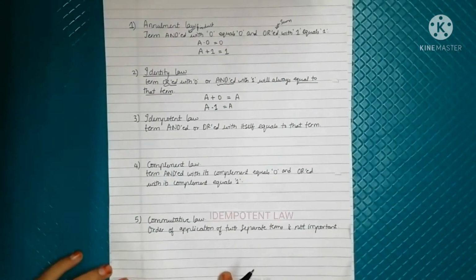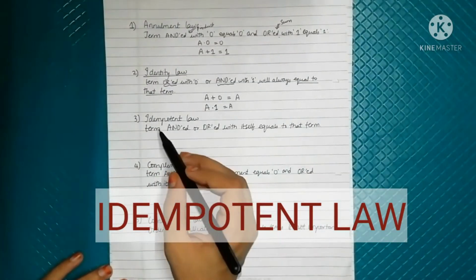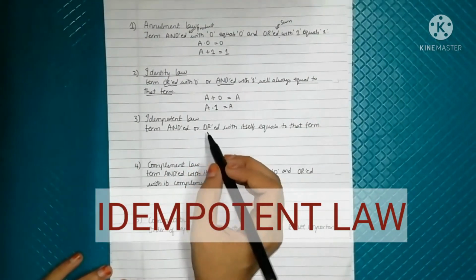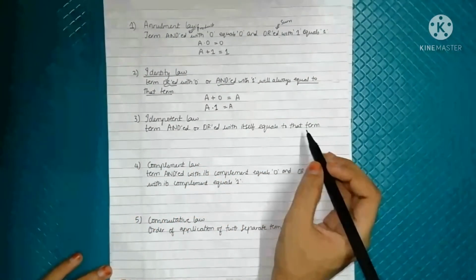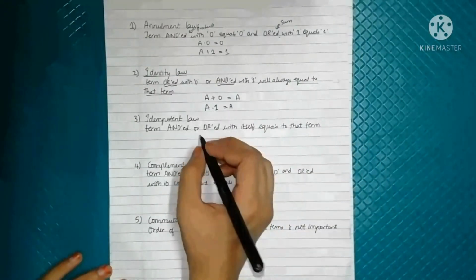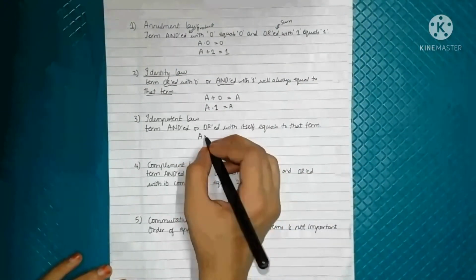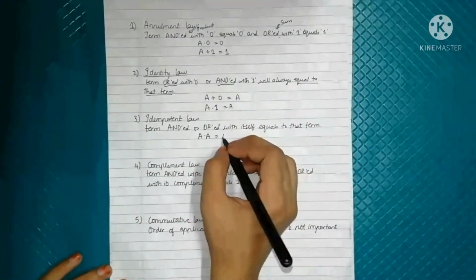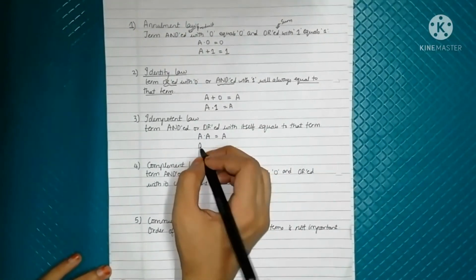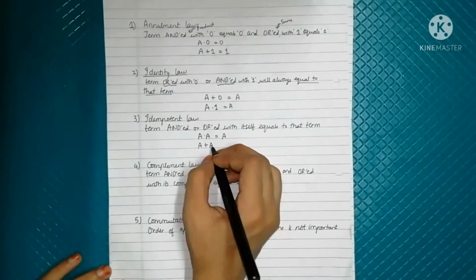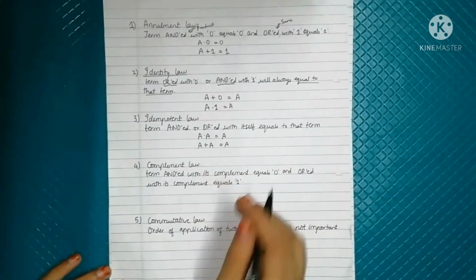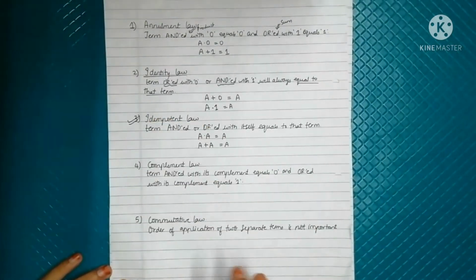Moving ahead with the third law of Boolean algebra, this law states that the term ANDed or ORed with itself equals that term. So if I am ANDing the term with itself, I am going to get the same term, and even if I am ORing the term with itself, I am going to get the same term. This is what the third law has to say.